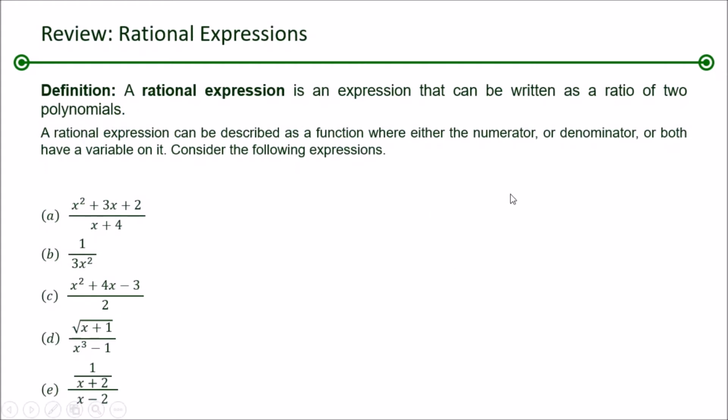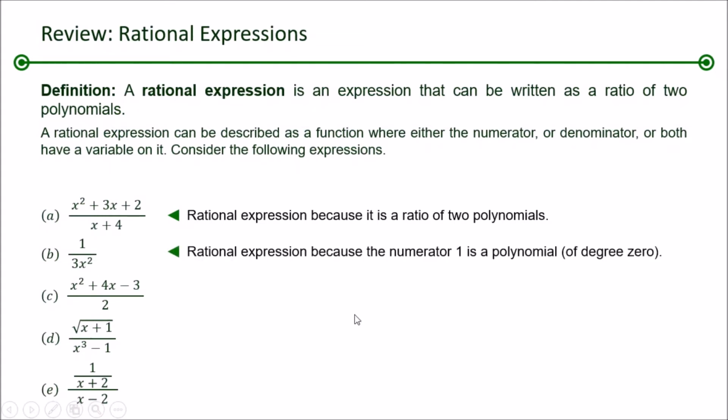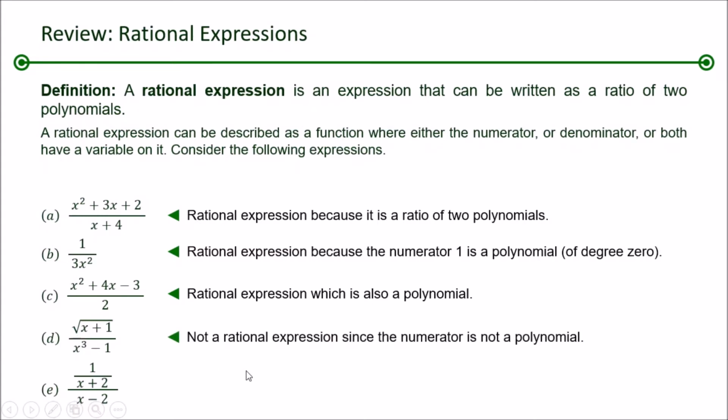Letter A. Letter A is a rational expression because it is a ratio of two polynomials. Letter B. Letter B is a rational expression because the numerator 1 is a polynomial of degree 0. Letter C. Letter C is also a rational expression, which is also a polynomial. Letter D. Letter D, on the other hand, is not a rational expression since the numerator is not a polynomial.